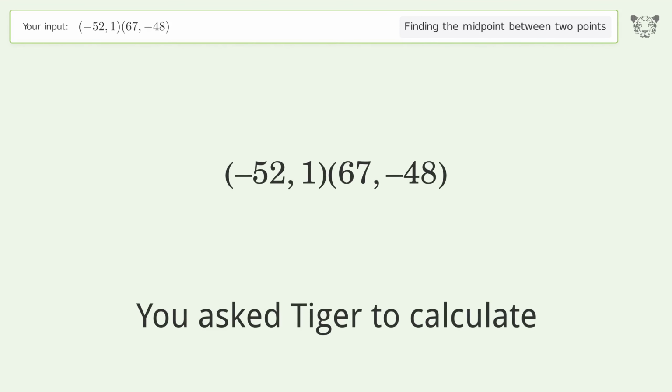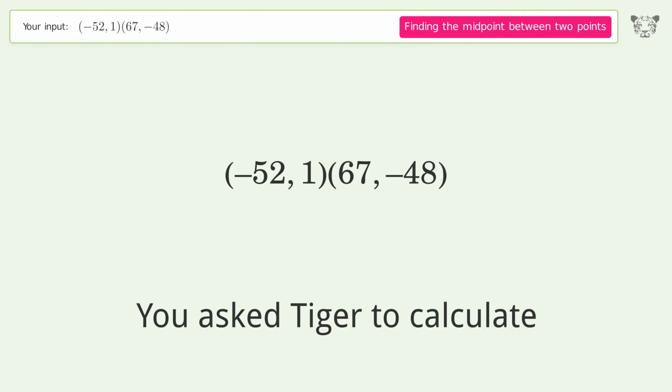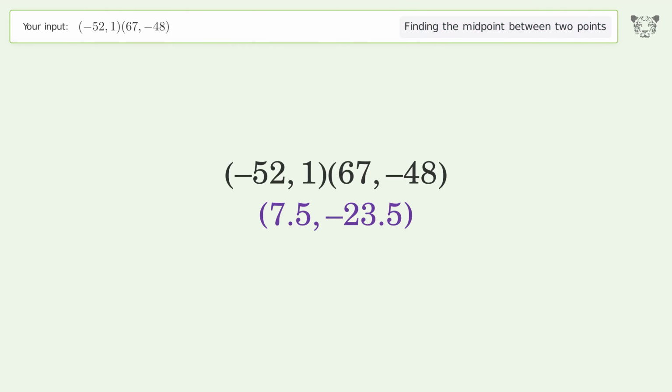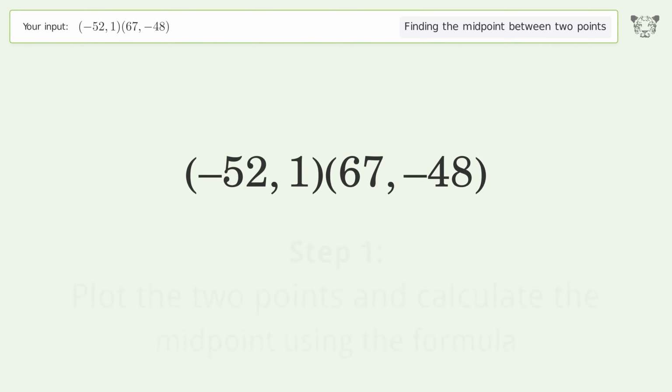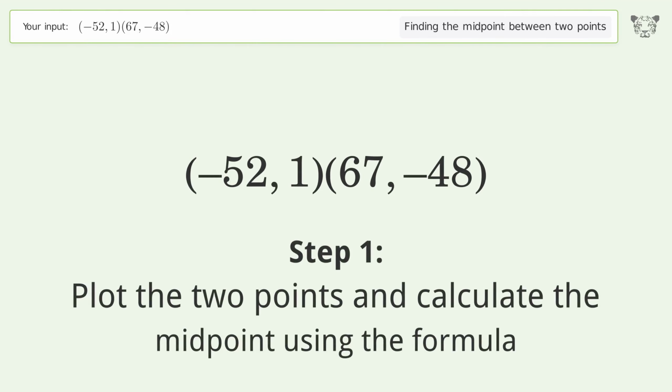You ask Tiger to calculate. This deals with finding the midpoint between 2 points. The midpoint between the 2 points is 7.5, negative 23.5. Let's solve it step by step. Plot the 2 points and calculate the midpoint using the formula.